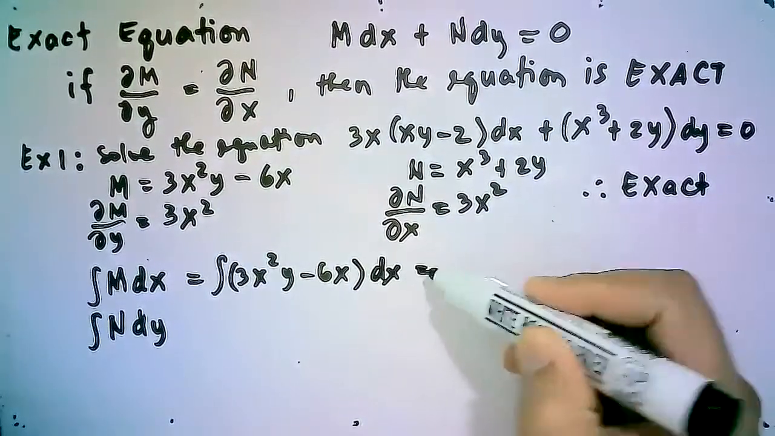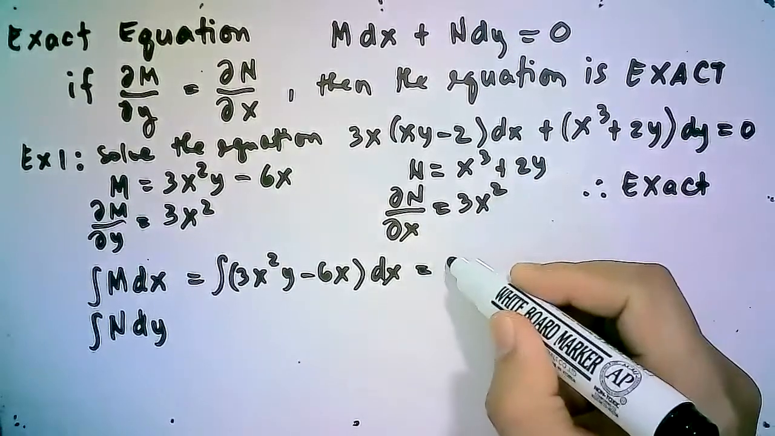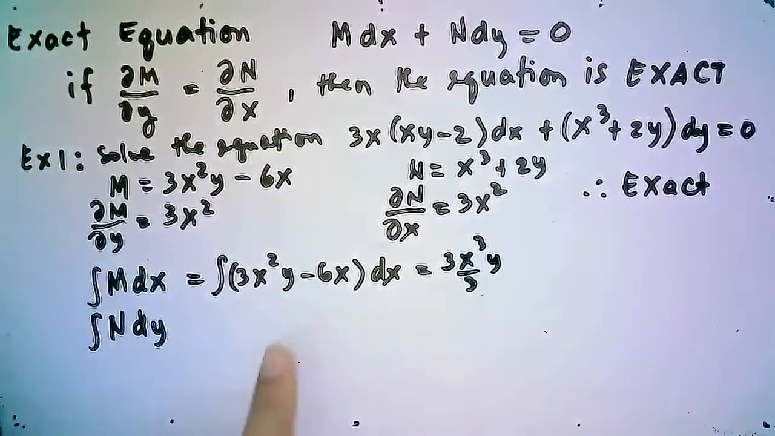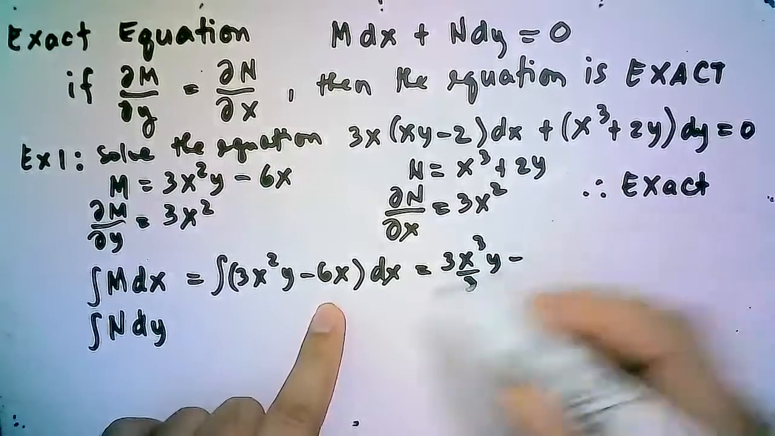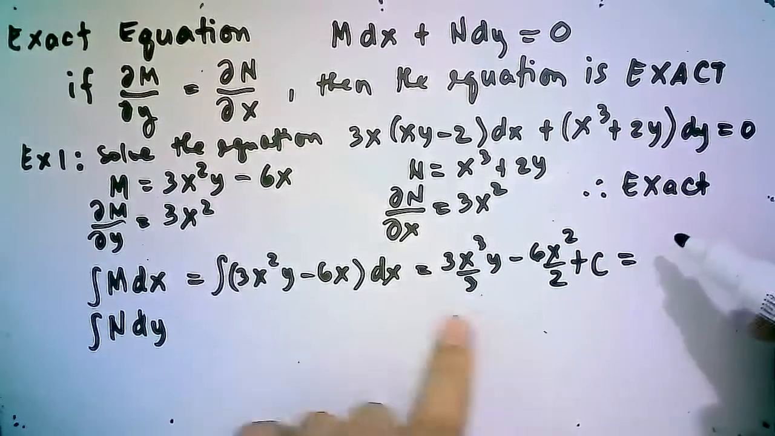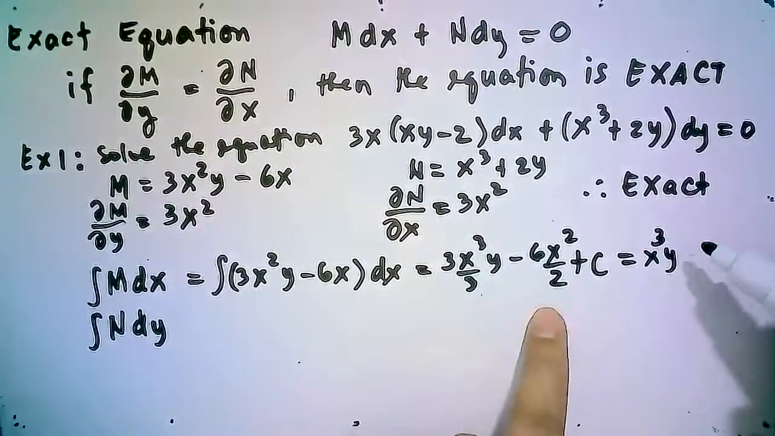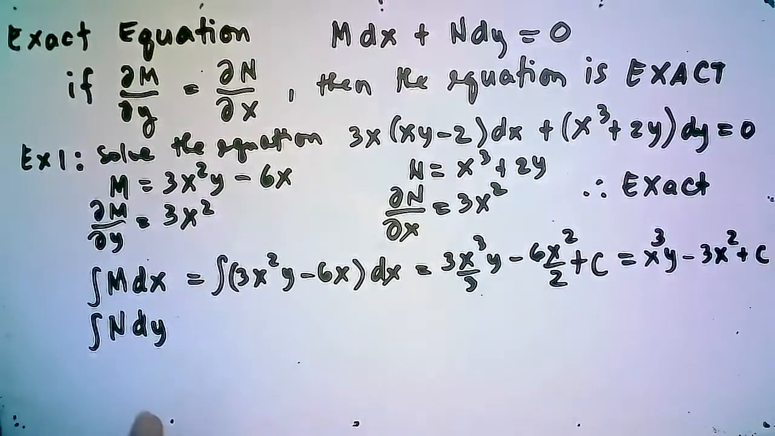The integral of 3x squared y is 3x cubed over 3 times y. We consider y as constant because we are integrating with respect to x, so we only integrate x squared, which is x cubed over 3. Minus the integral of 6x, which is 6x squared over 2, plus c. Cancelling the 3, we have x cubed y minus 6 divided by 2, that is 3x squared, plus c.